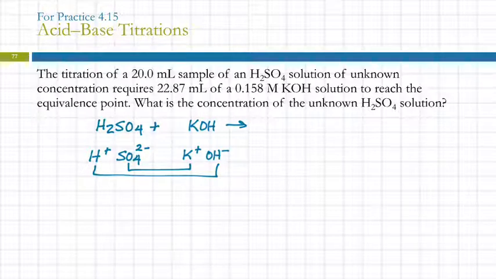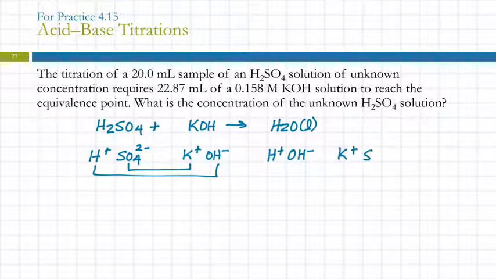And over here, I'm going to get H plus and OH minus, which hopefully is becoming familiar. That's H2O. And I'm going to get the K plus and the SO4 2 minus. This has a -2 charge, this has a +1 charge. So writing the formula, K2SO4.